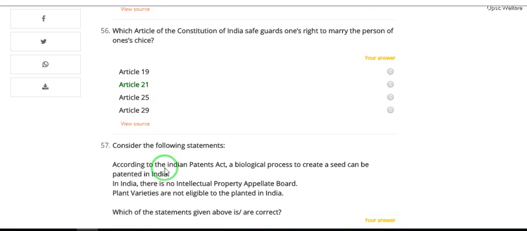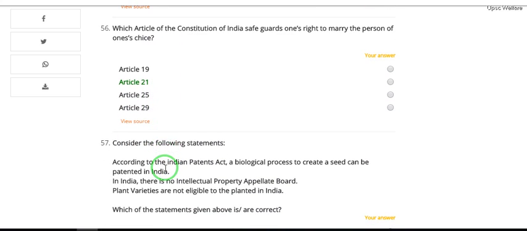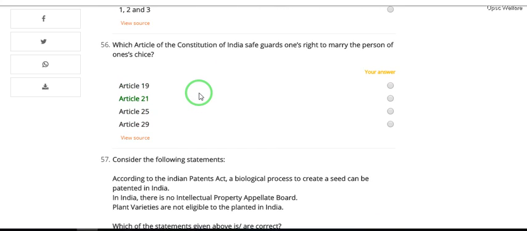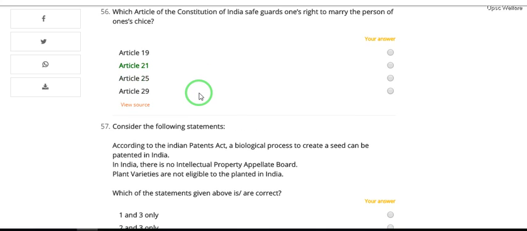So question 56, as we know, is a very easy question on Article 21: the right to marry a person of one's choice. Which article of the Constitution of India safeguards one's right to marry a person of one's choice? So of course Article 21. So question 56 is going to be answer B.